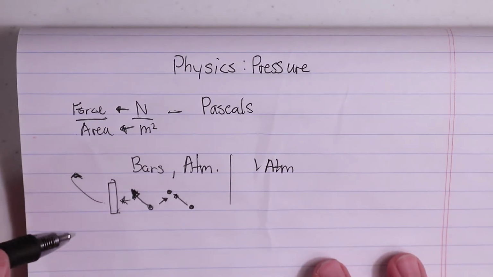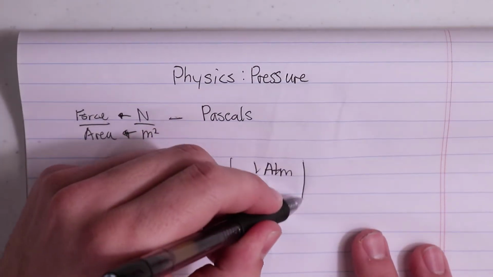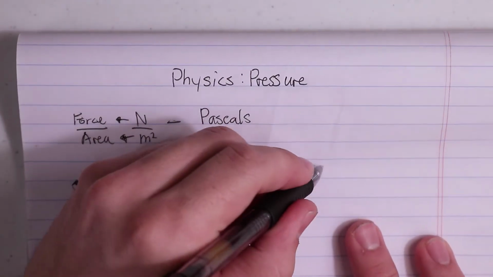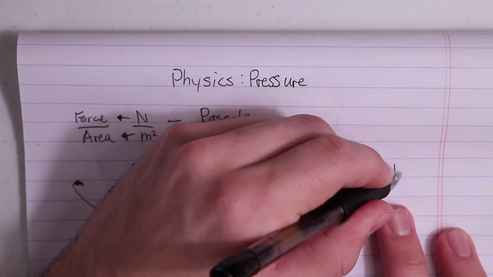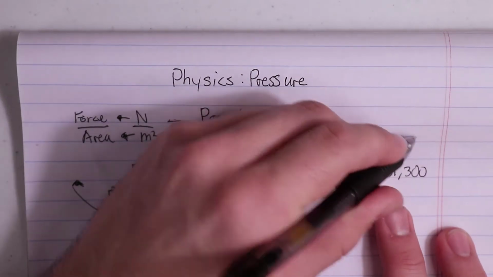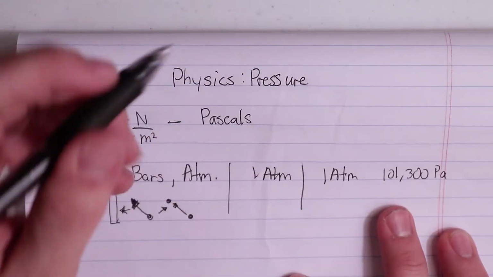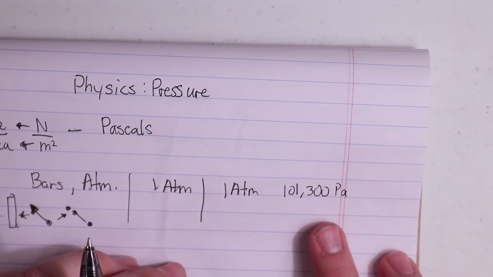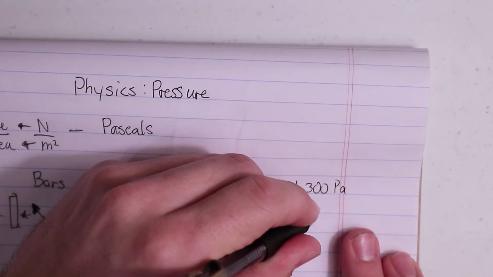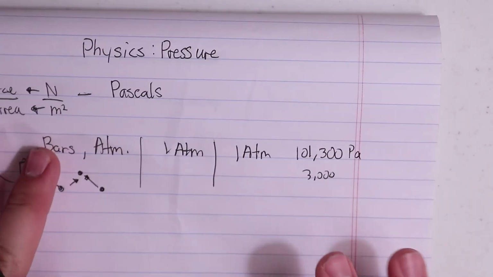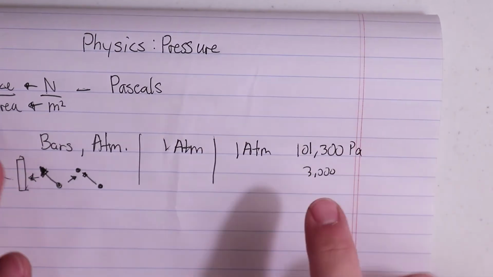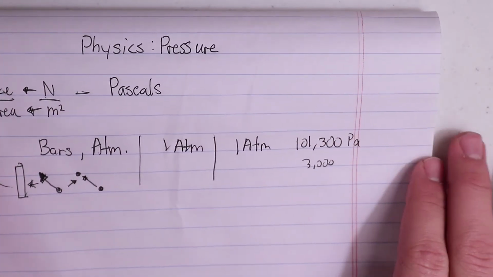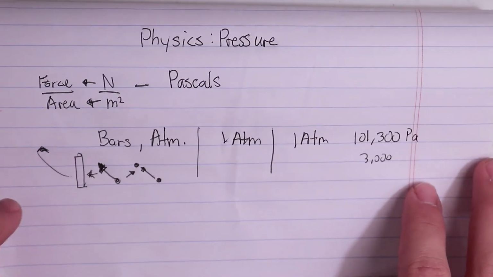Also, a last final thing to know about pressure. An atmosphere is about 101,300 pascals. So when we get a pressure of like 3,000 pascals, that's not very much compared to a normal atmospheric pressure. The reason we don't feel this amount of pressure is because we're used to it, and we've been undergoing this amount of pressure for a long time.